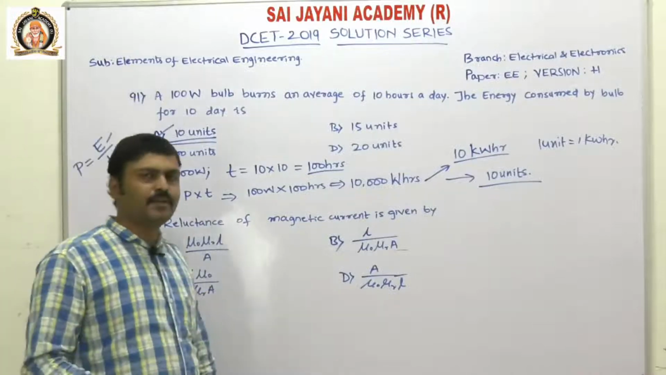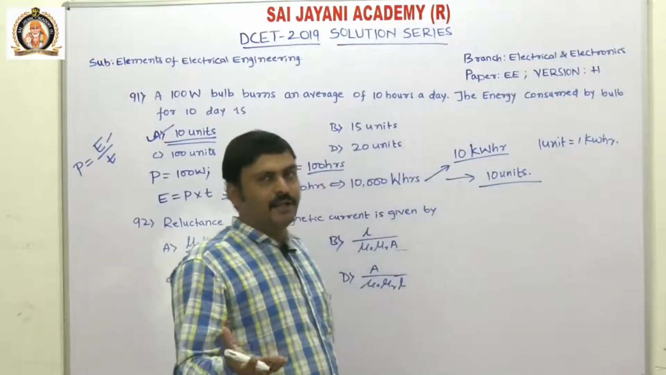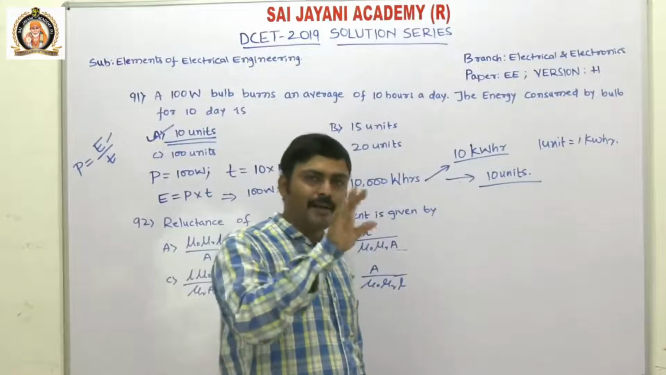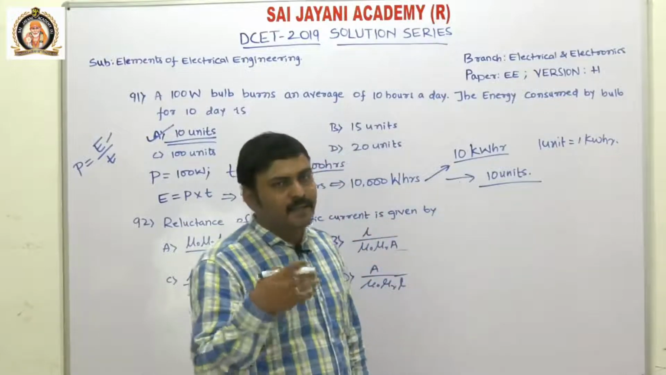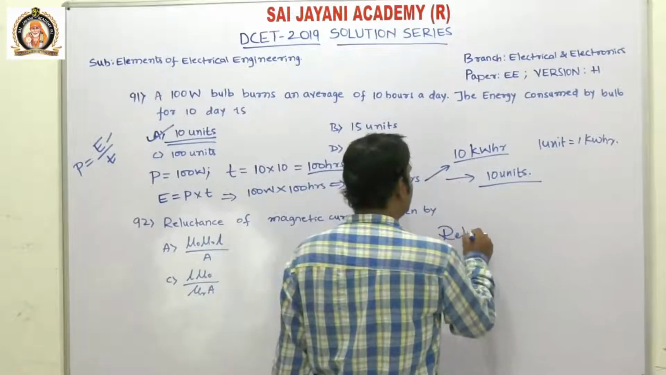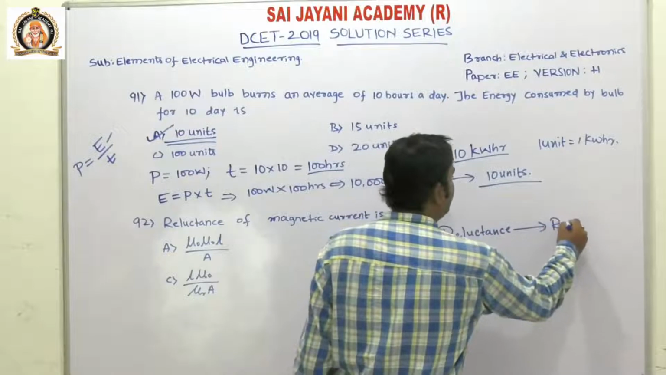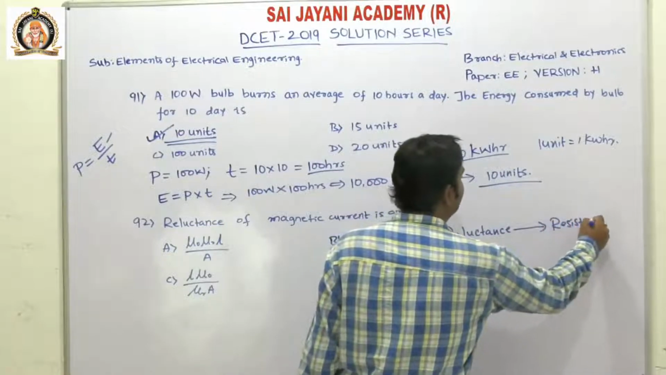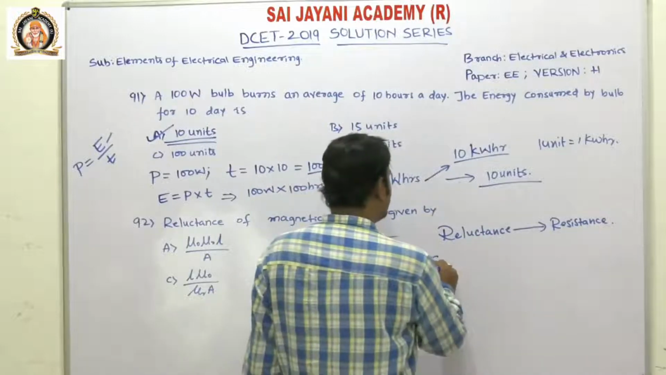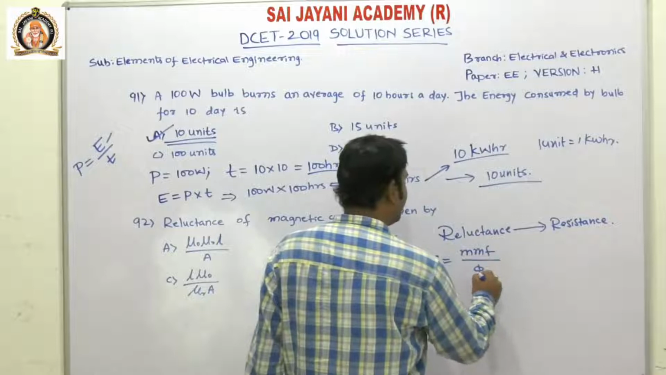Okay, what is reluctance? Reluctance is analogous to resistance. In electrical circuits we call it resistance, but in magnetic circuits we call it reluctance. Okay, so reluctance is analogous to resistance. Okay, so reluctance is given by S equals mmf divided by phi.